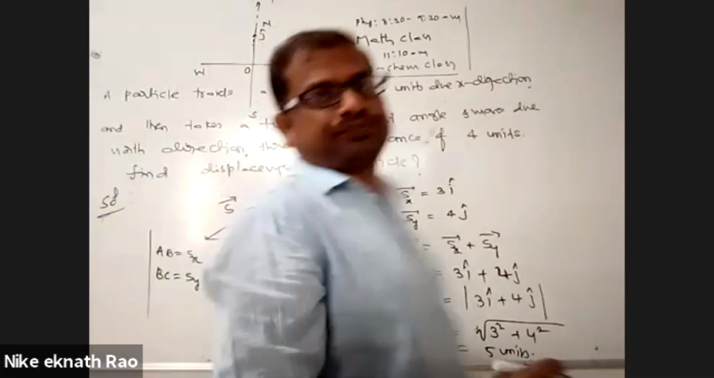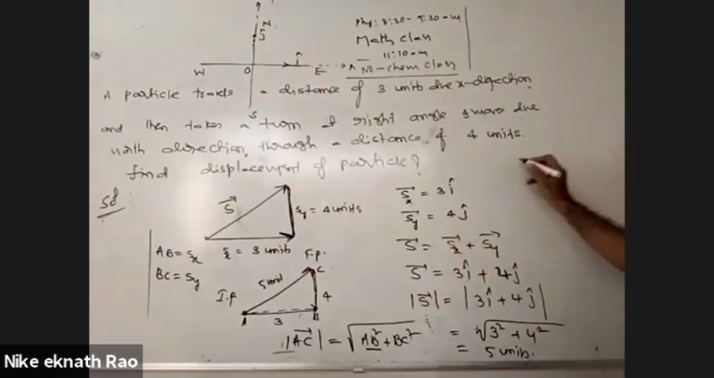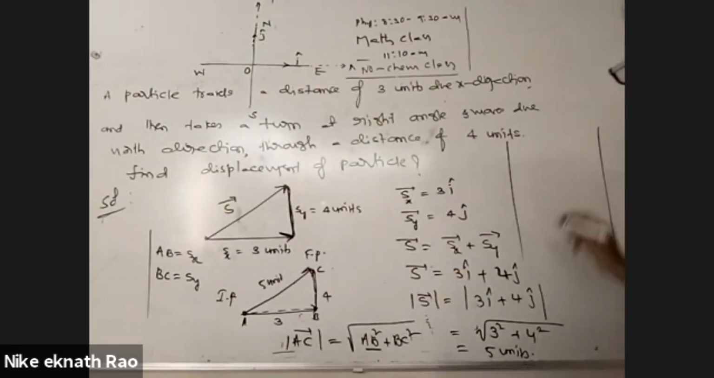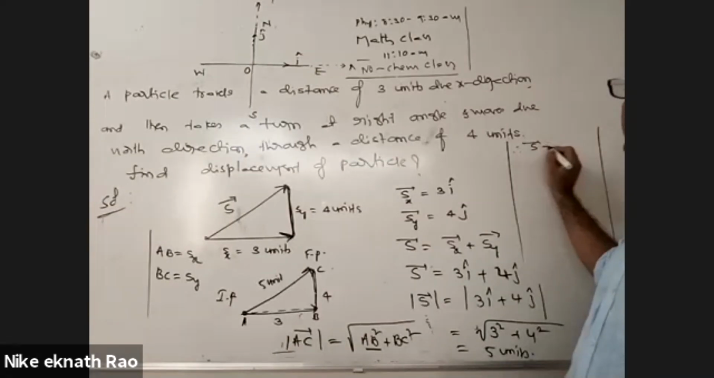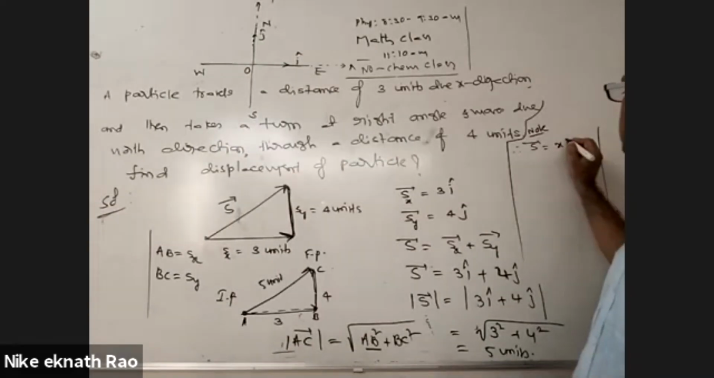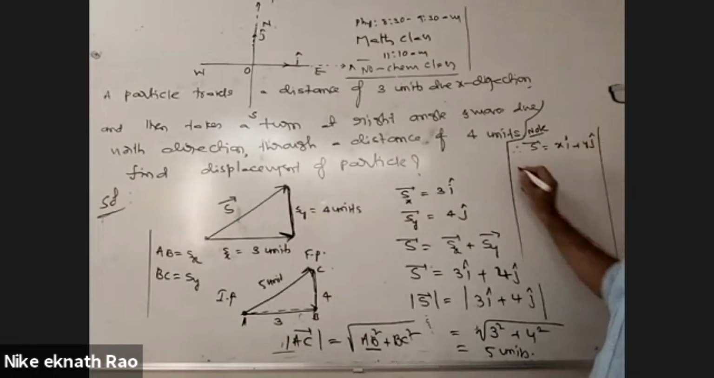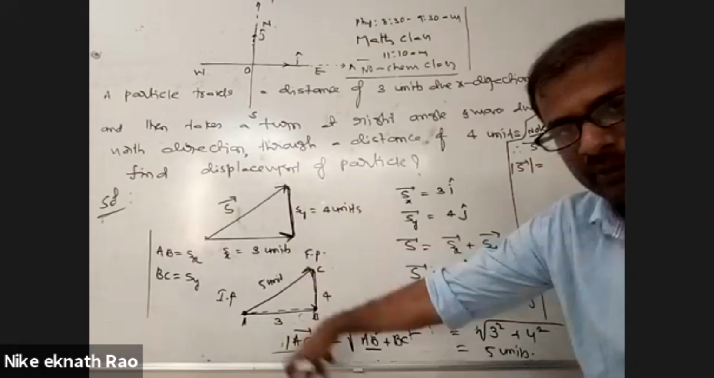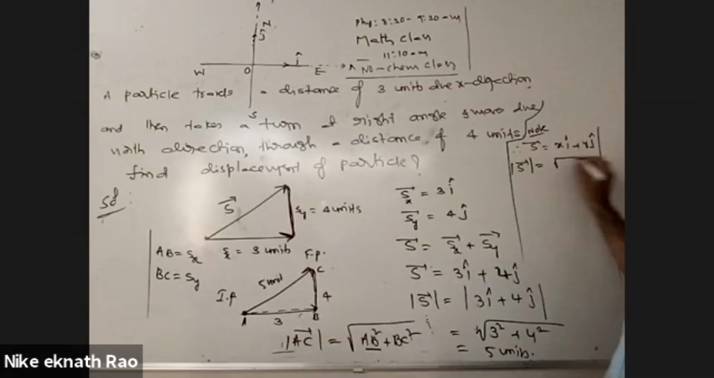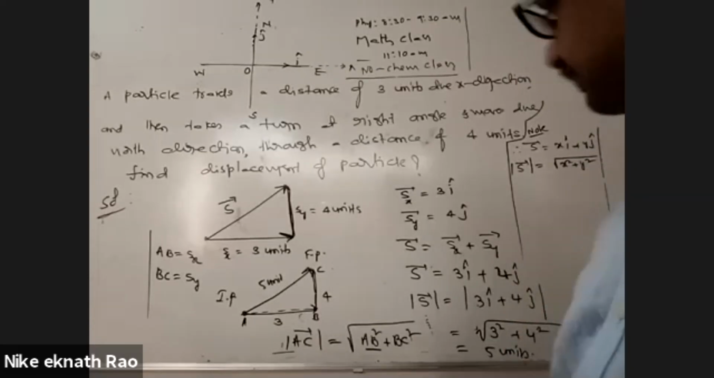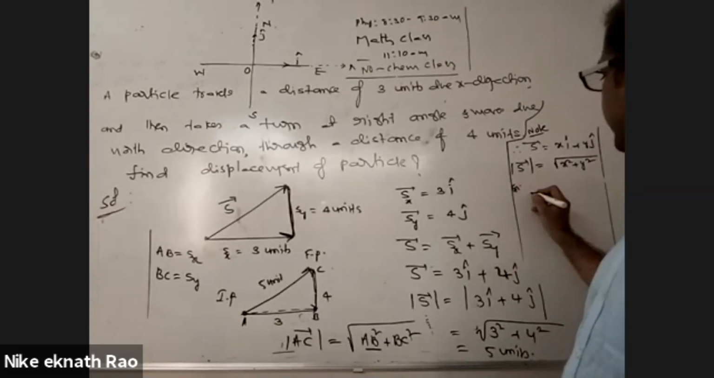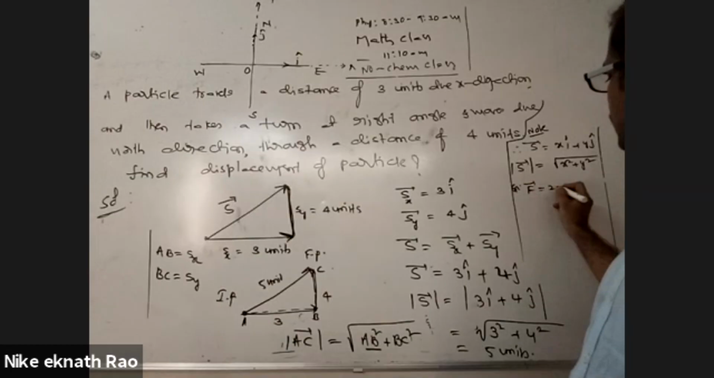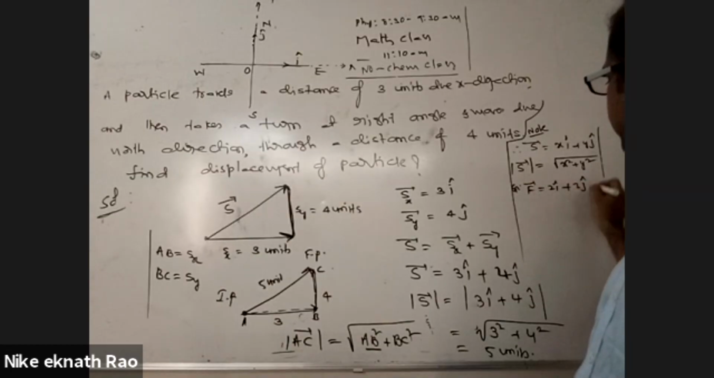If any vector is there, all of you listen carefully. Therefore, if any vector S bar is xi cap plus yj cap, then what is its magnitude? The magnitude of the vector is root of x square plus y square. Clear, everyone? Yes, sir. Example, this force vector is 2i cap plus 3j cap.